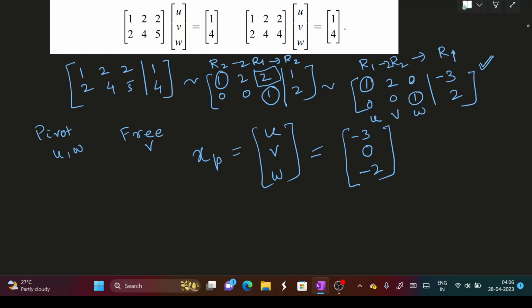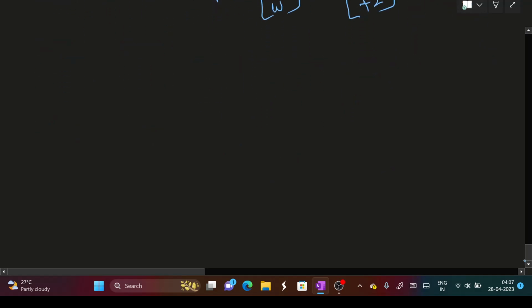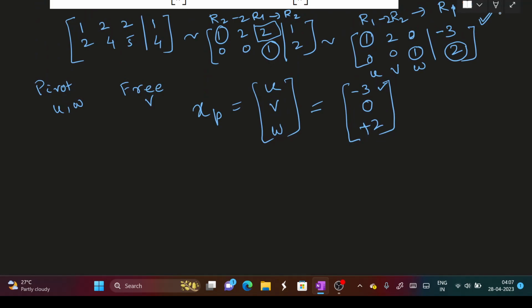Variable W corresponds to the second row, where the RHS vector is 2. So it is 2. And here the first variable is minus 3. Okay. The U variable corresponds to the first row where the RHS value is minus 3. So it is minus 3. Okay. So this is my Xp. If somewhere I am making a little counting error, please try to rectify it.